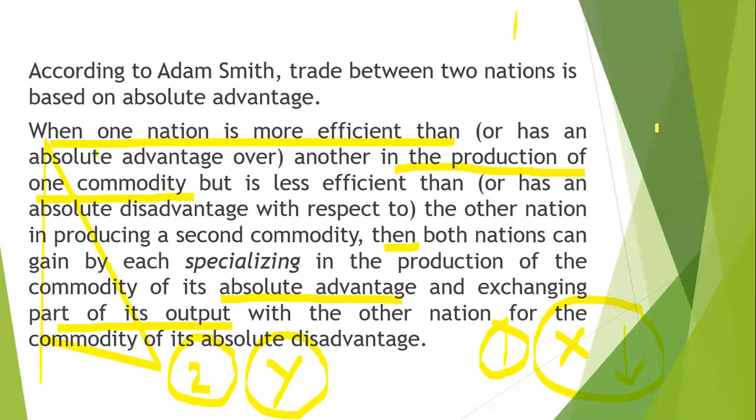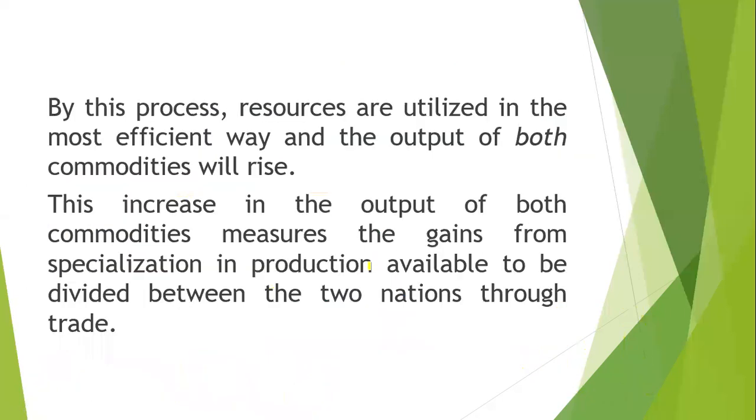And the theory says that under these circumstances, India should specialize in the production of X because X is the commodity of absolute advantage as far as India is concerned. But Y is the commodity of absolute advantage in the case of the UK. So therefore, UK should specialize in the production of Y and India should specialize in the production of X. Now, we will explain in detail how these things can happen.